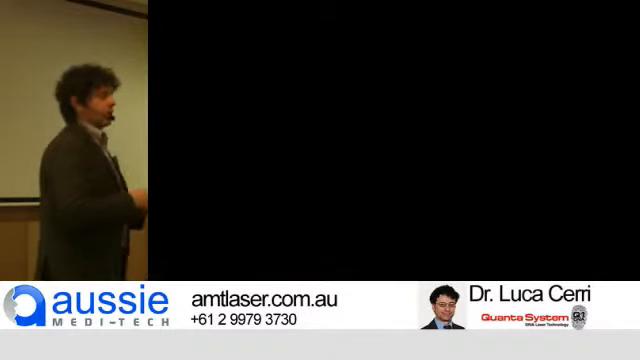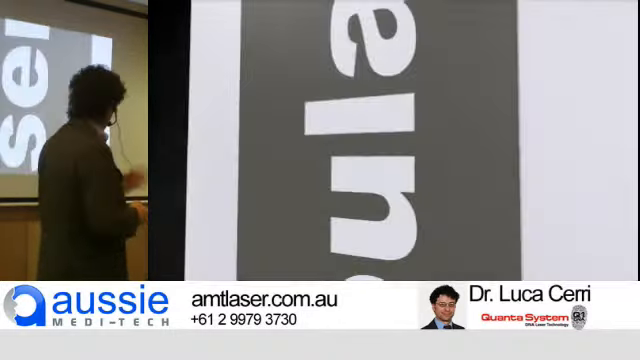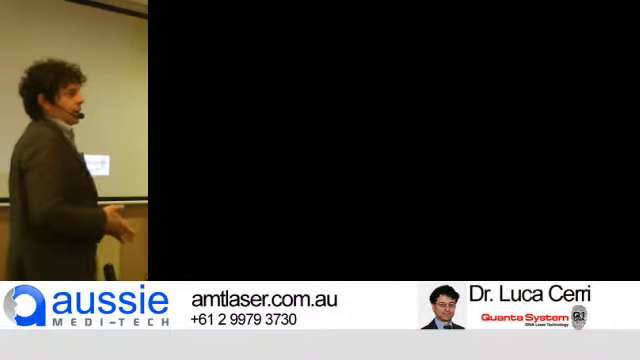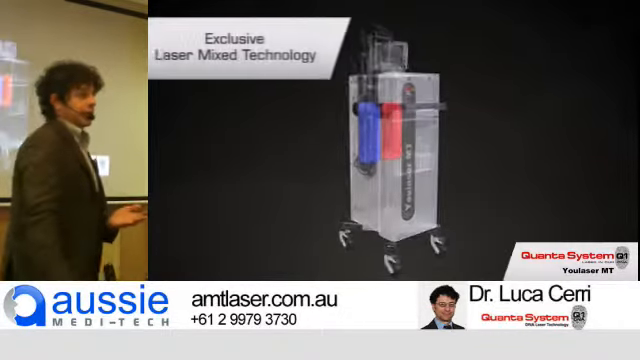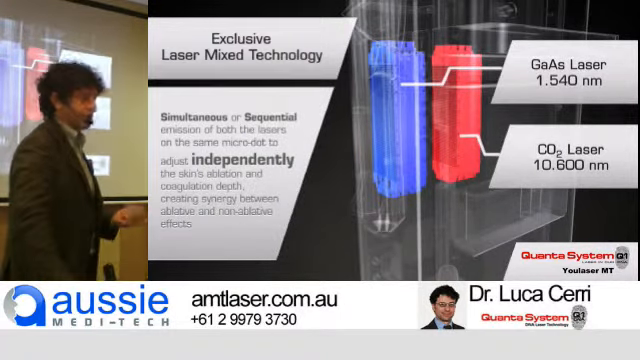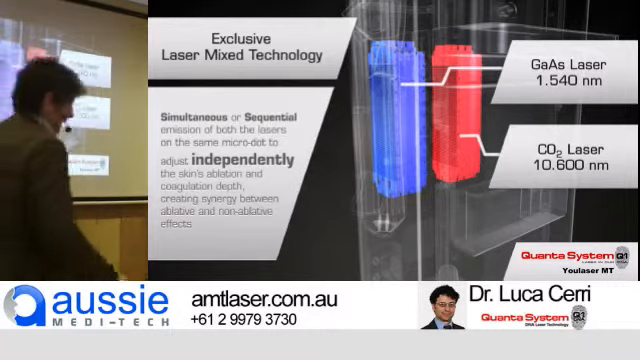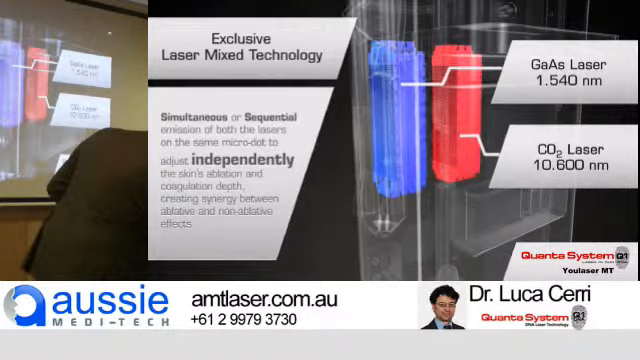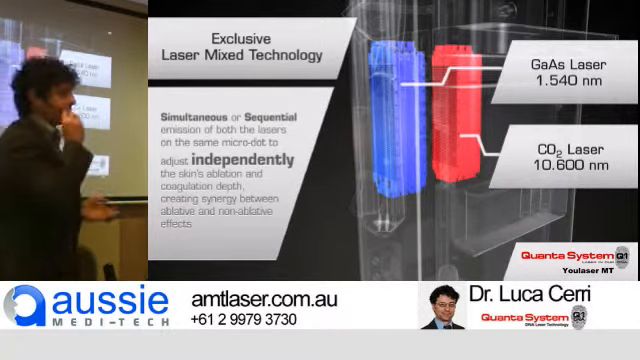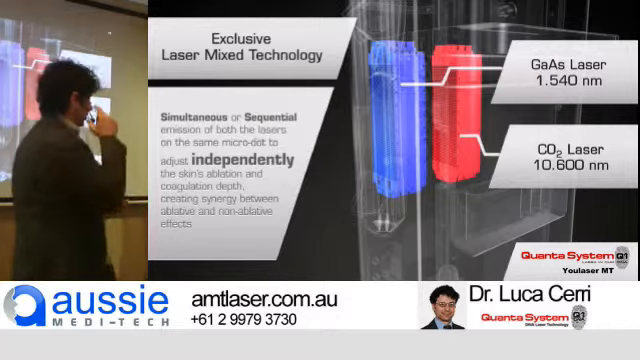So, YouLaser MT. MT means mixing technology. YouLaser MT has two different lasers inside, 1540 nanometers and 10,600 nanometers, so CO2. And what was the erbium glass, now gallium arsenide, is another kind of source that is emitting the same wavelength, 1540. Both the wavelengths are well recognized because 1540 is the gold standard of the non-ablative lasers for fractional resurfacing, and the CO2 is the gold standard of the ablative lasers.